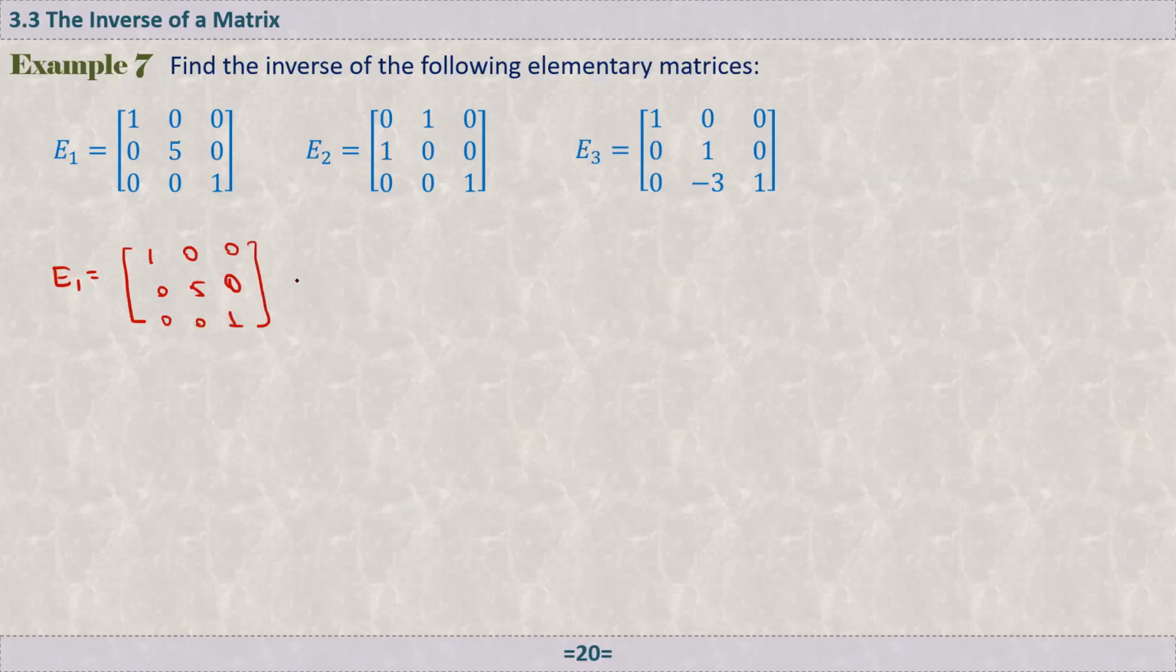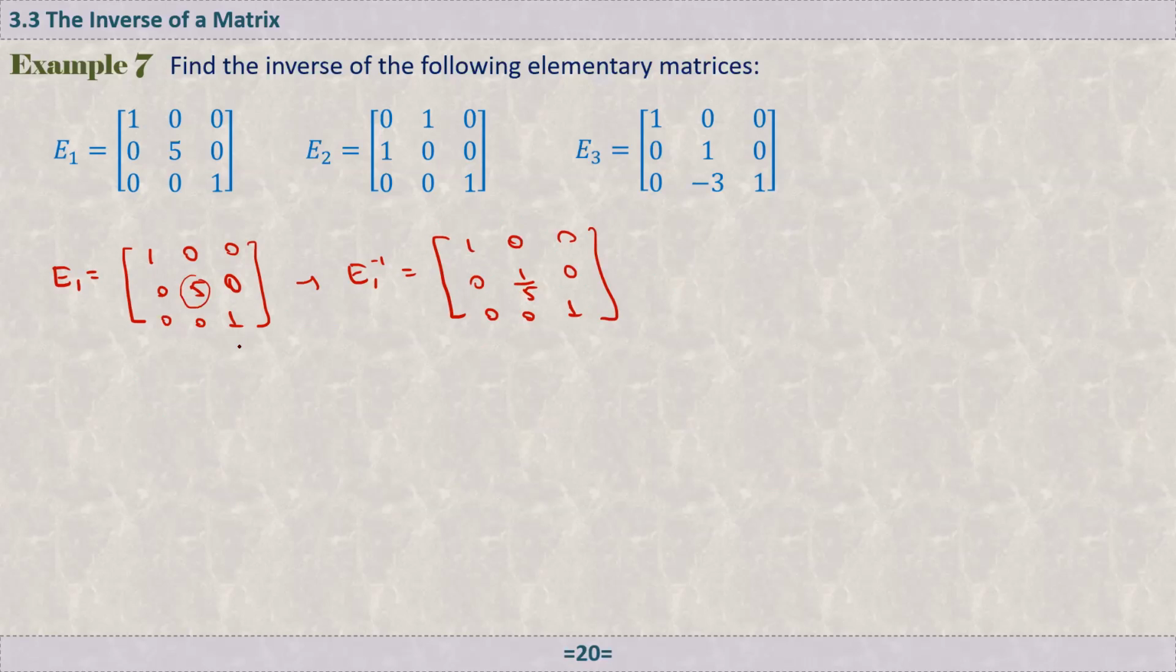Okay, so to find its inverse, how did I obtain this 5? By multiplying the second row by 5. Then its inverse will be 1, 0, 0, the same type, but here we multiply by 1 over 5, 0, and here we have 0, 0, 1. You see here, if you multiply them together, 1, 0, 0, right? And here, when we multiply this 5 by 1 over 5, then we will have 1.